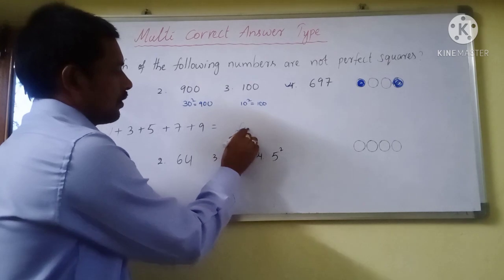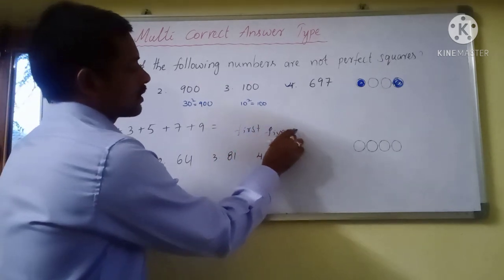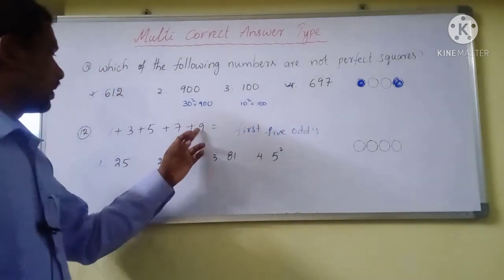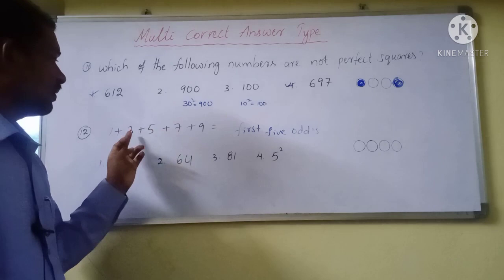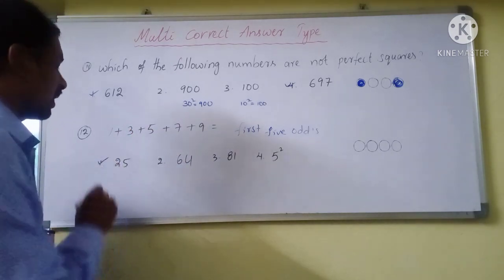Sum of first 5 odd numbers. First 5 odd numbers: 9 plus 1 is 10, 7 plus 3 is 10, plus 5 is 25. So 25 is the correct answer.